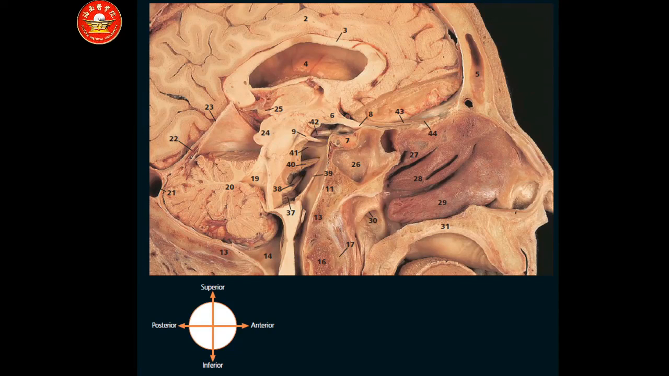42 is the ophthalmic artery. 43 is the olfactory tract. 44 is the olfactory bulb on the cribriform plate of the ethmoidal bone.